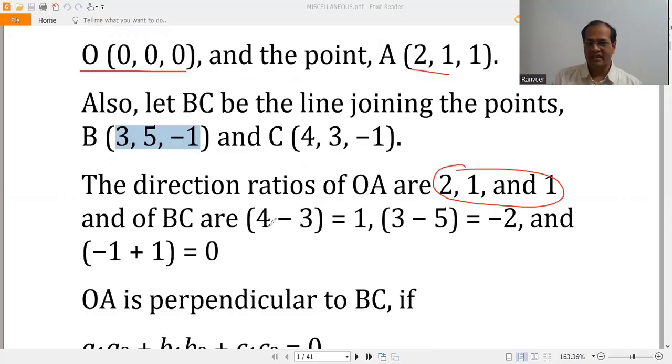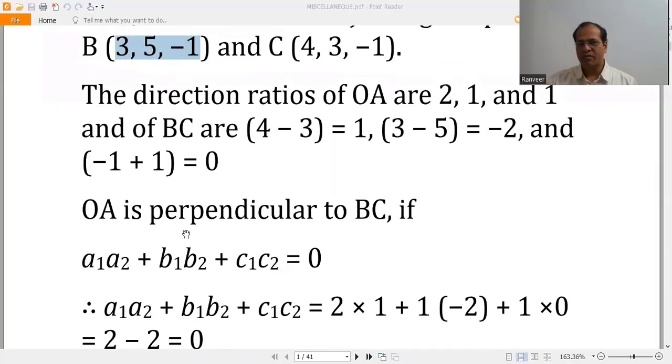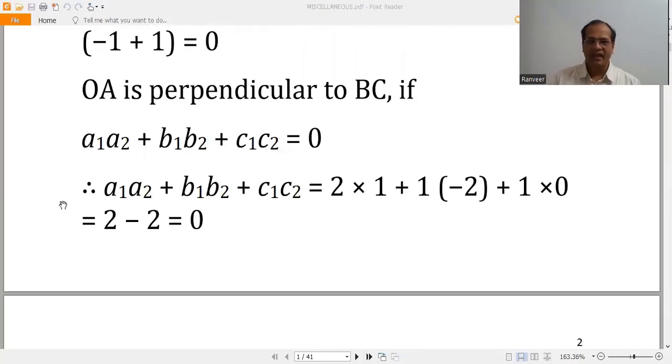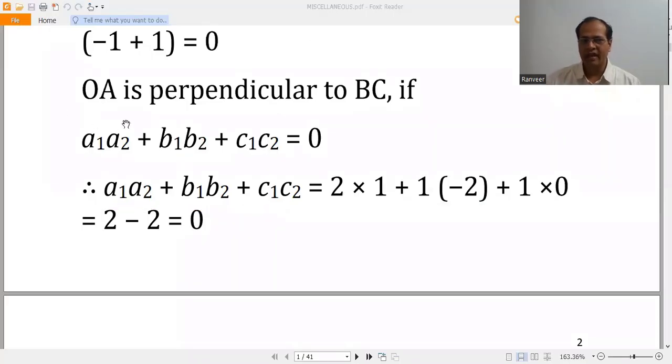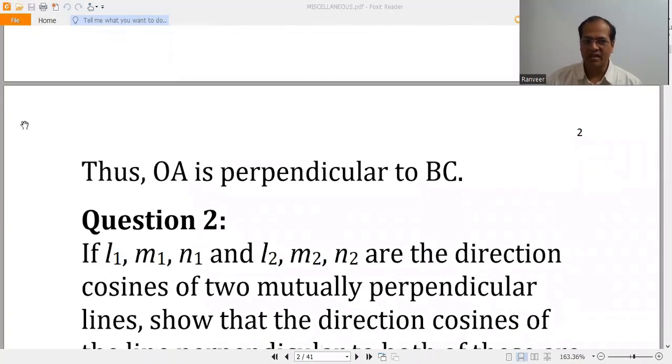Similarly for BC, the direction ratio is 4 minus 3, 3 minus 5, minus 1 minus minus 1, which is 0. So we got the direction ratios of OA and BC. OA is perpendicular to BC if a1 a2 + b1 b2 + c1 c2 = 0. We substitute the values and it comes to 0. So definitely OA and BC are perpendicular to each other.